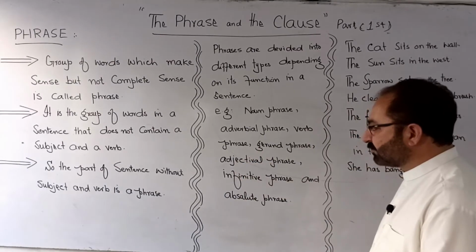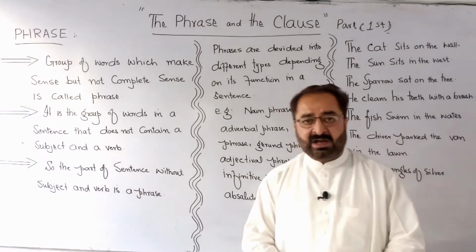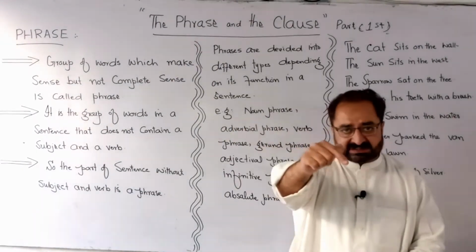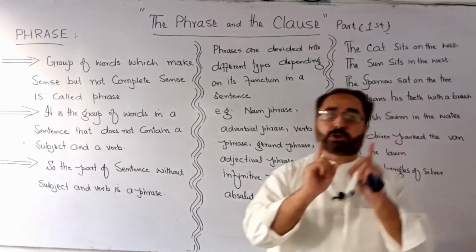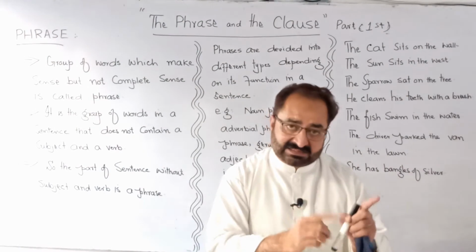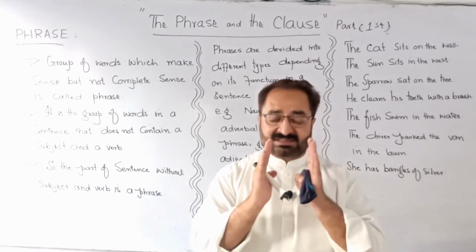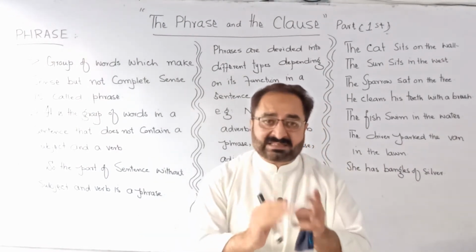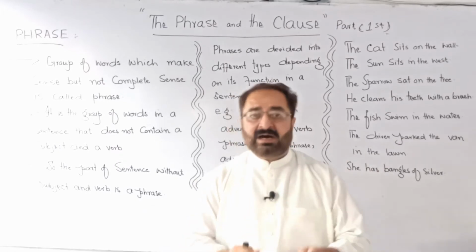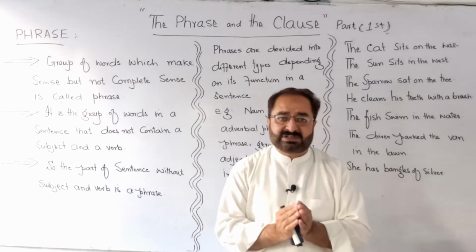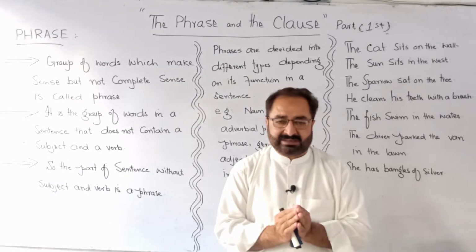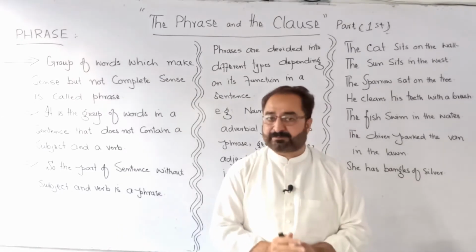Okay, look at the third definition here. A part of a sentence without a subject and a verb is a phrase. Or the group of words in a sentence which give us a sense but not a complete sense, which are not able to give us a complete meaning but are able to give us a meaning, we say that group is a phrase.